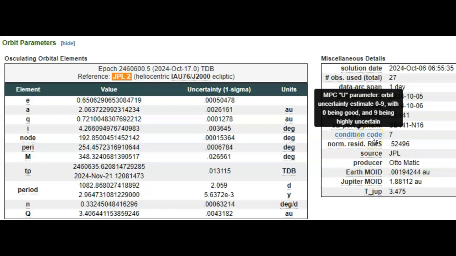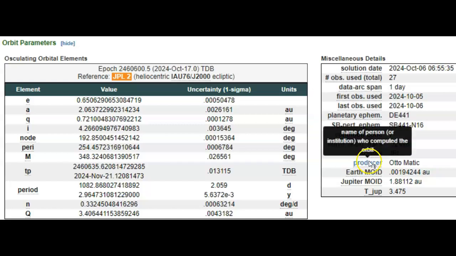Our condition code is 7. 0 means they know exactly where the rock is going. 9 means they have real high uncertainty. Obviously, 7 is a very high, or dangerous, condition code. Of course, the rock was spotted by our AI software, Automatic. And we're going to get some close approach timing now.